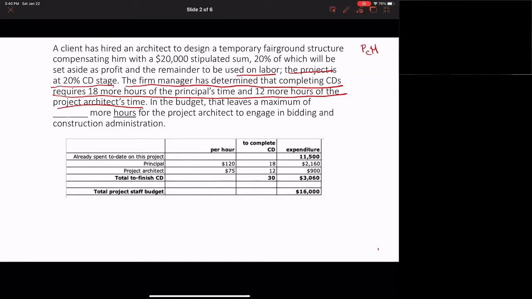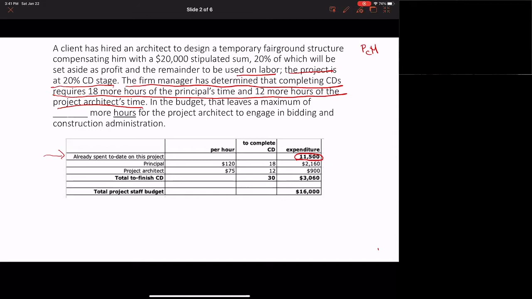Well, that means we've spent a bunch of money. We have a fixed fee, and we have some more to go through CD. And then the question is, how much can we allot after that? So what do we have? Well, it's given in the table, but not in the paragraph, that we've already spent to date $11,500. And it actually did a bunch of calculations for us. This is not unusual at all.